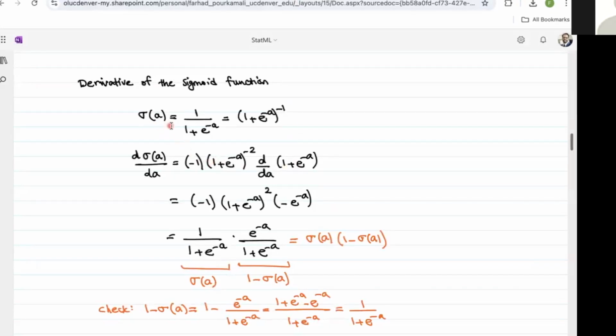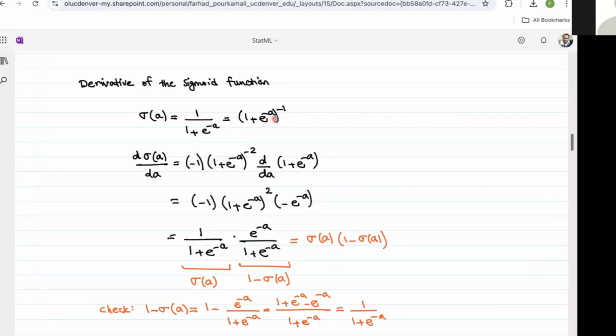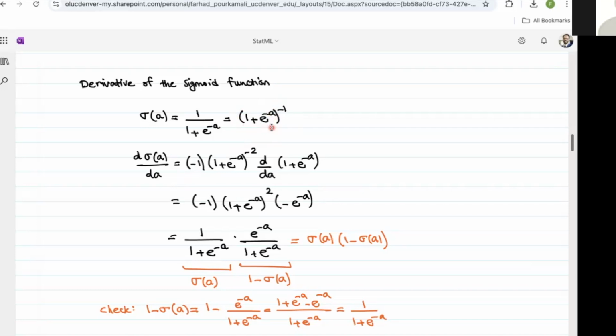So the logistic function is 1 over 1 plus e to the negative a. And if you want to take the derivative of this, probably the easiest way is to write this as 1 plus e to the negative a, raised to the power of negative 1. And now if you take the derivative, you can obviously use the chain rule and call what we have inside these parentheses z or something else, give it a different name. But we can do this probably even faster.